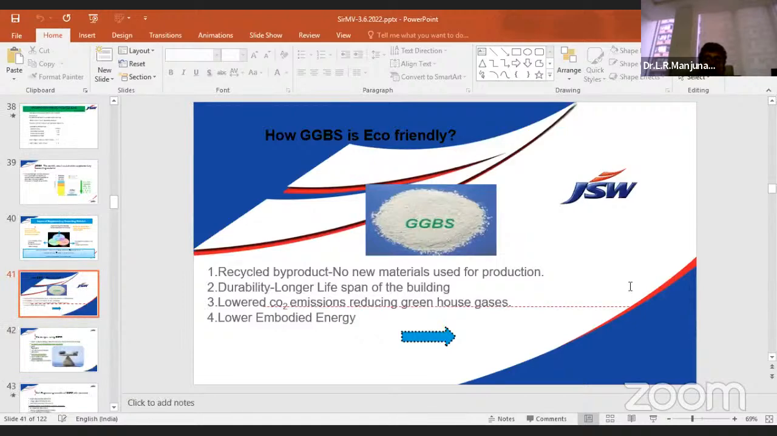So why is GGBS eco-friendly? It is a byproduct of the steel industry. It gives enhanced durability, long-term life to the concrete. It reduces CO2 emissions, lower embodied energy. These are all the hallmarks of the GGBS we are using.